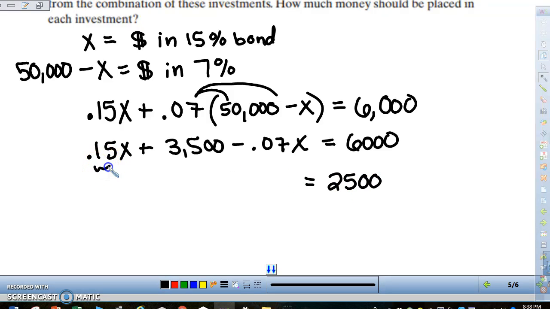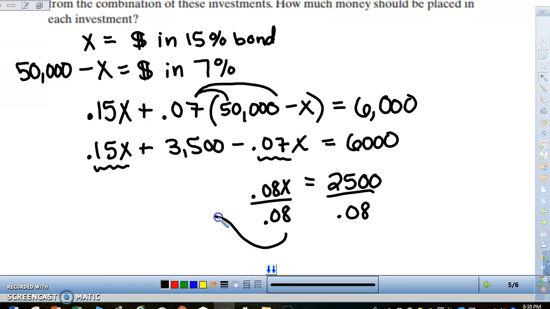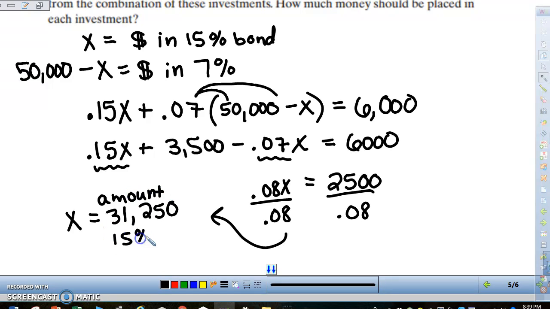And then if we combine like terms over here, 0.15 minus 0.07 is going to be 0.08. We'll go ahead and divide both sides by 0.08, and that's going to give us x equals $31,250. So this is the amount that needs to be in the 15% bond.